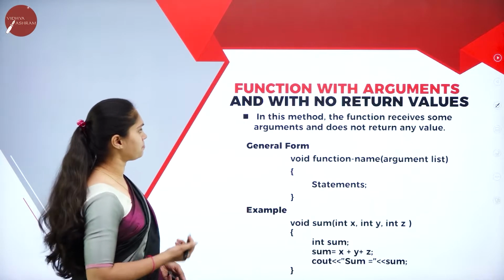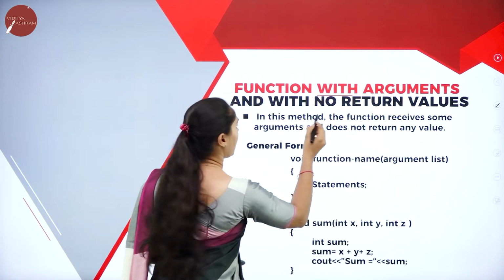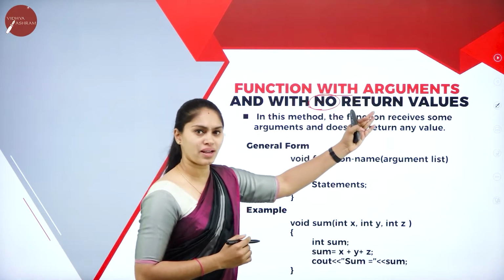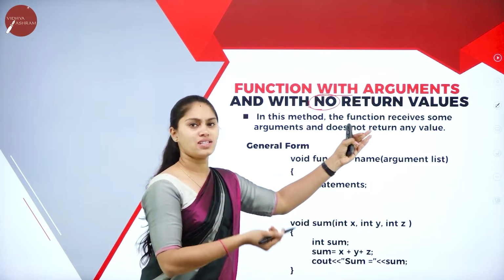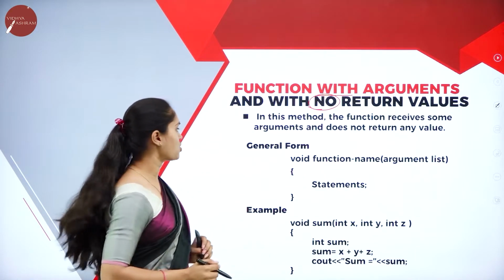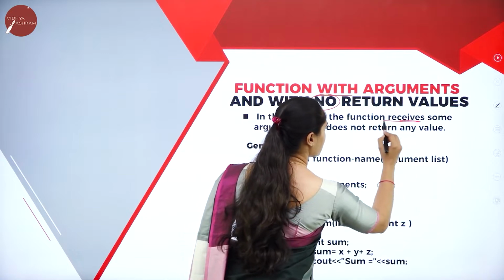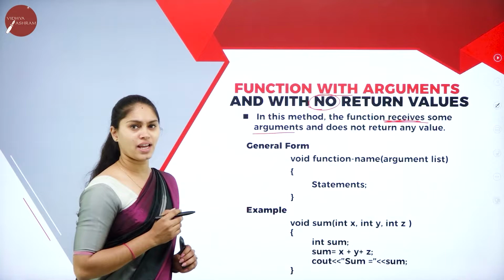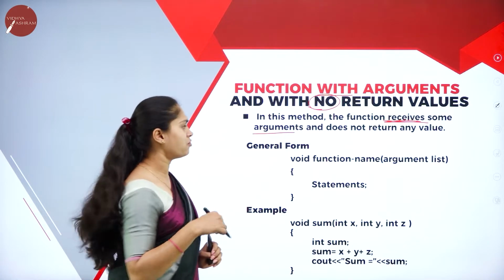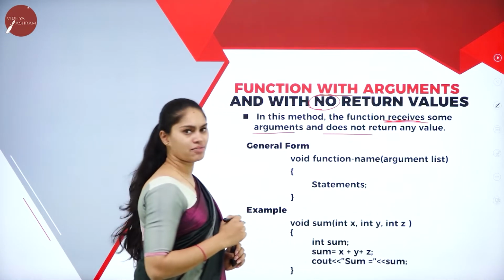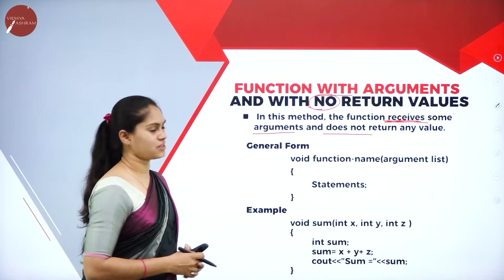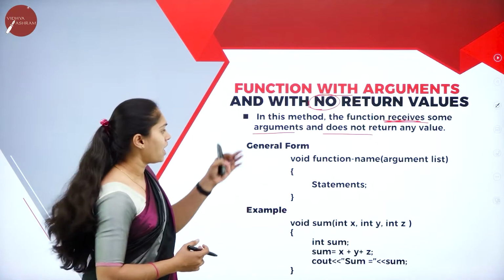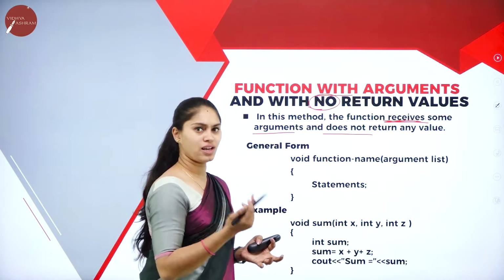What is the next type? Function with arguments and with no return value. So here we have arguments. By taking arguments, it is not sending any return value back. In this method, the function receives some arguments. It will take some parameters or arguments into the function and does not return any value back to the calling function. The function has variables called arguments and it does not return any values back to the main function.